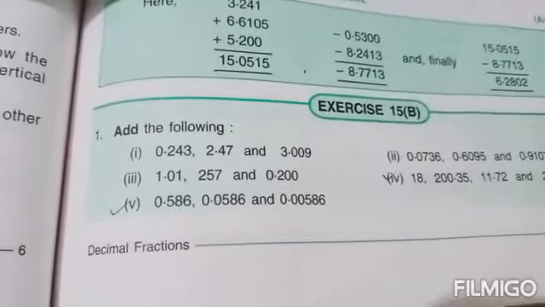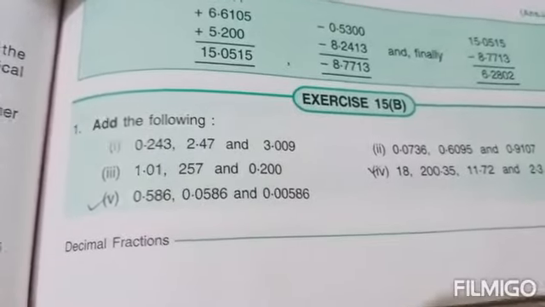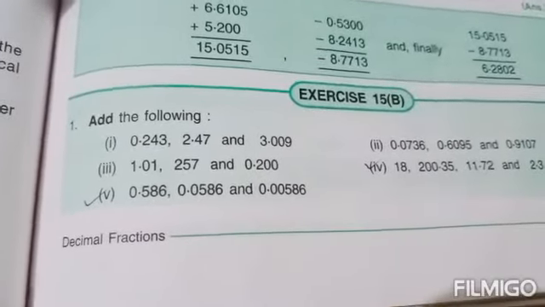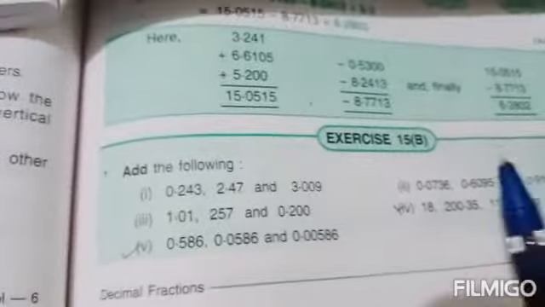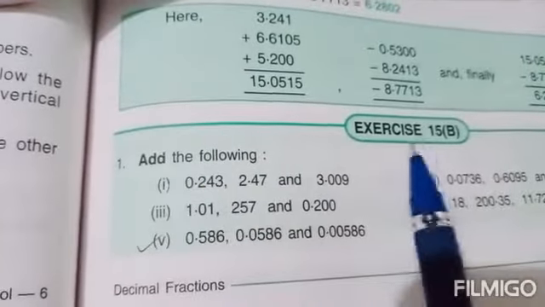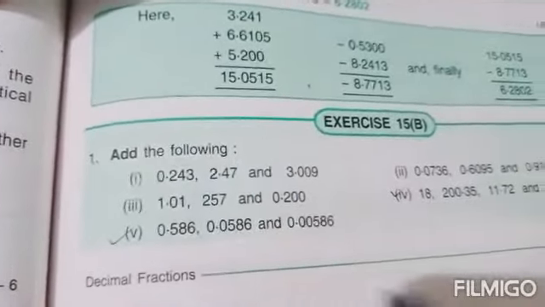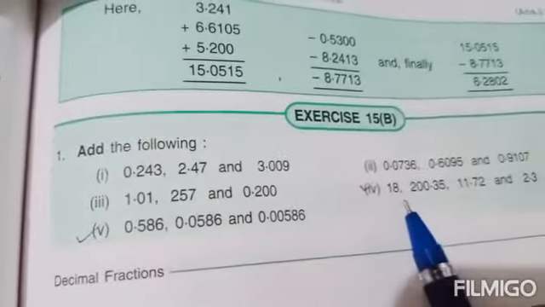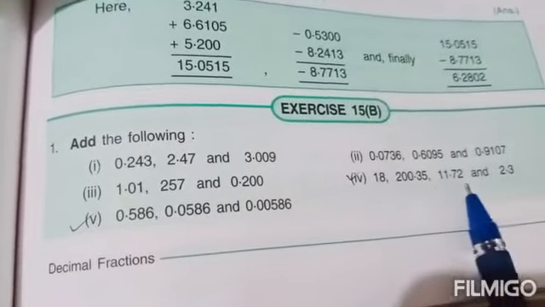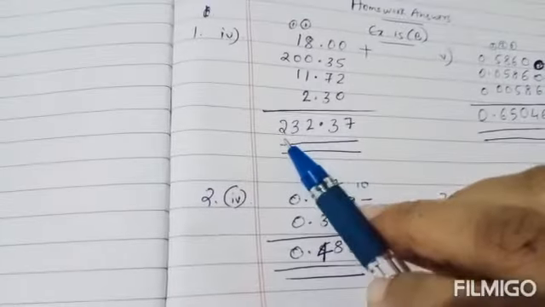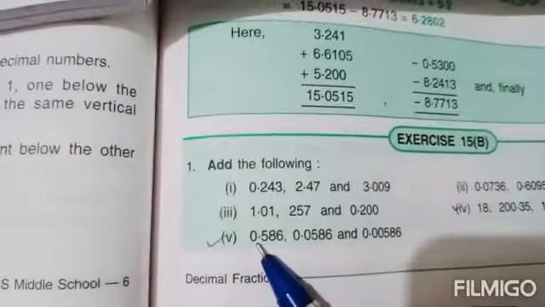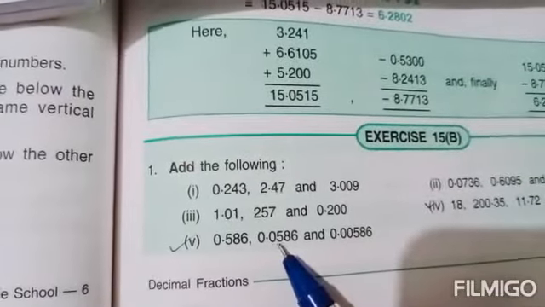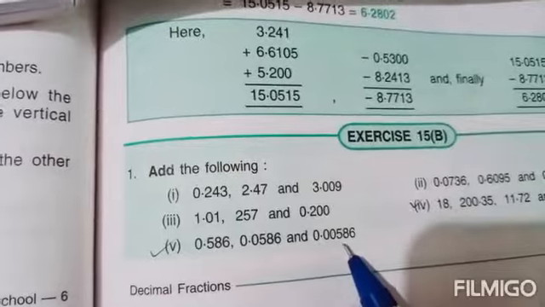So we have been discussing chapter 15, decimal fractions, in that exercise 15B. So let's discuss homework answers first. First question, add the following, in that fourth one: 18, 200.35, 11.72 and 2.3. The answer is 232.37. Next, fifth one: 0.586, 0.0586 and 0.00586.